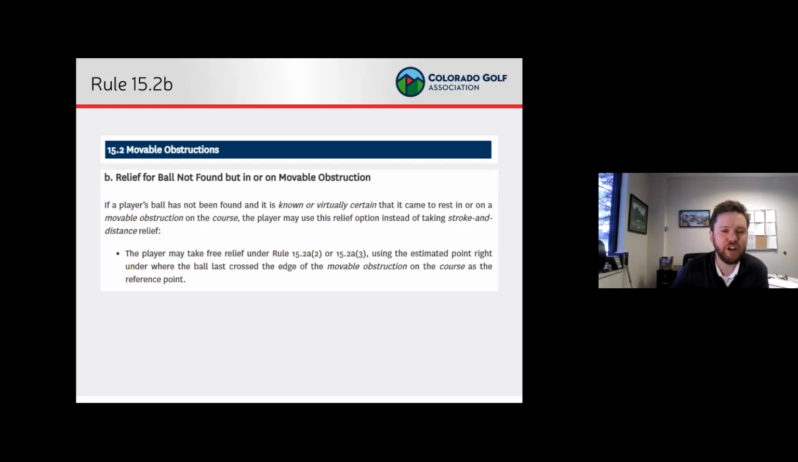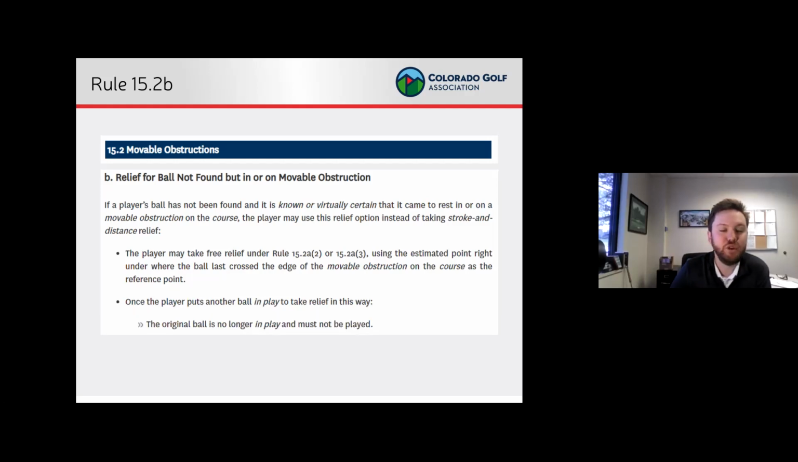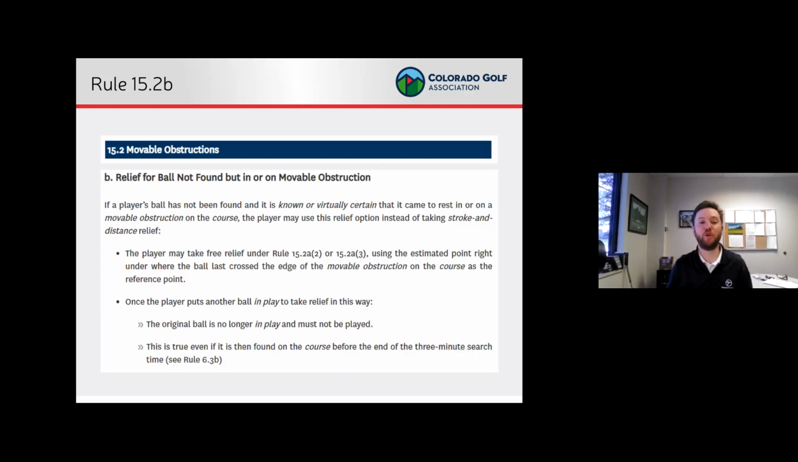This is kind of mirroring losing a ball in an abnormal course condition: where did it estimate to have crossed? And from there, you get the reference point. And then you follow the procedures of 15.2a, which is dropping the ball within a club length of that spot. Once the player puts a ball in play to take relief in this way, the original ball is no longer in play and must not be played. And this is true even if the ball has been found on the course before the end of that 3-minute search time. And this is Rule 6.3b.